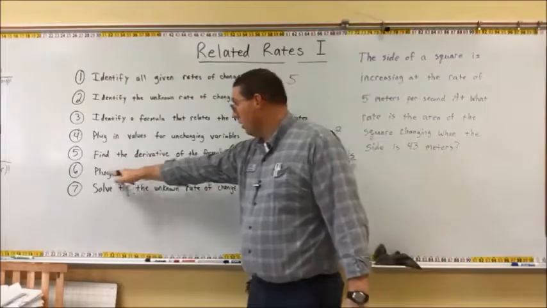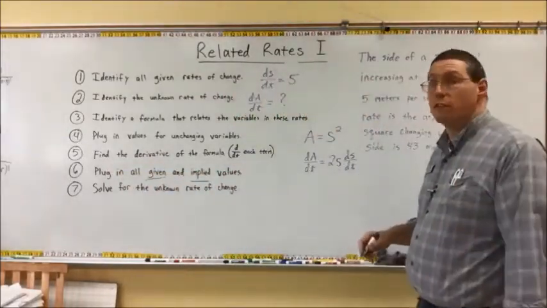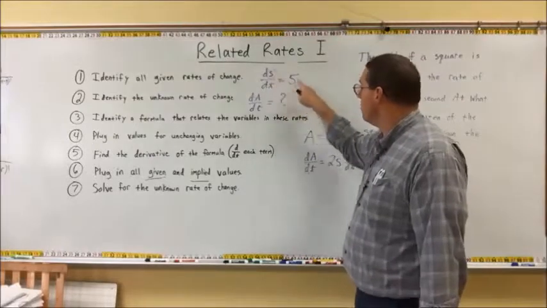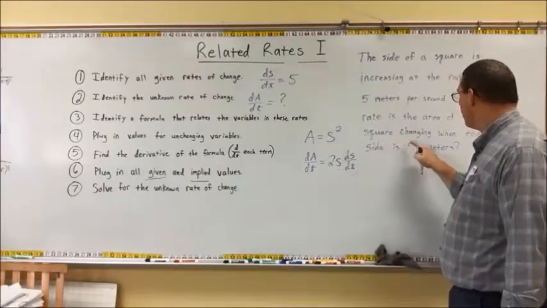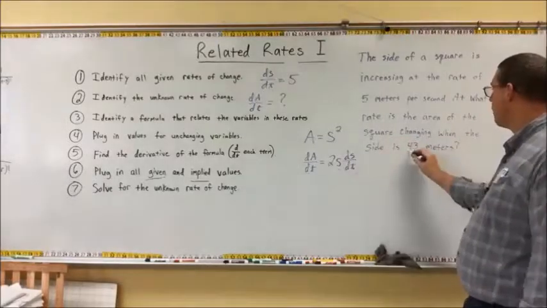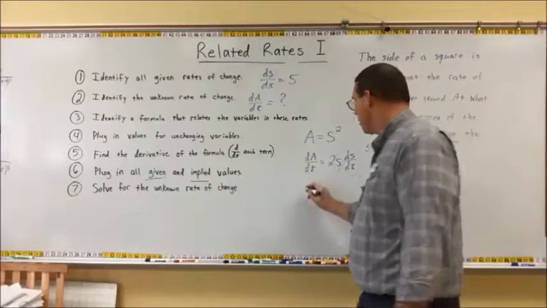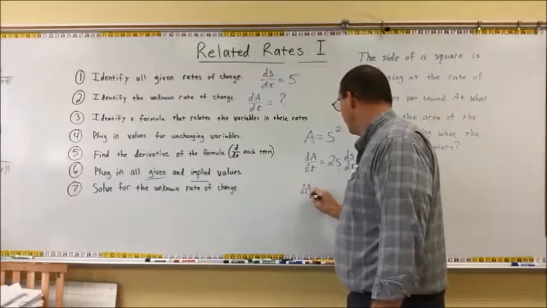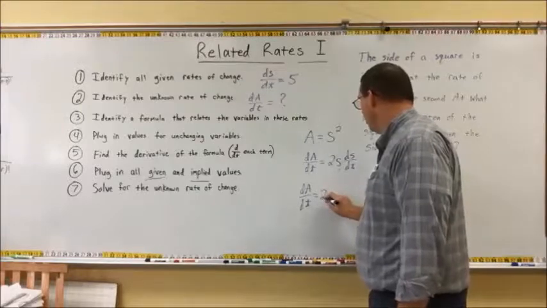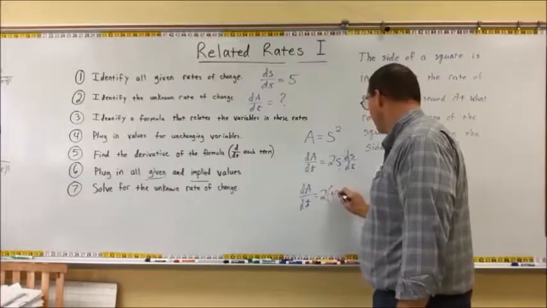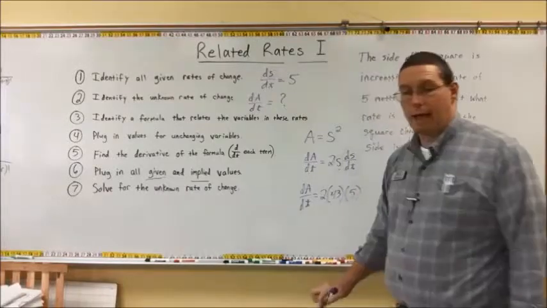Step 6, plug in all given and implied values. Well, we had 2 values given to us. We were told that ds/dt is 5, so this is 5, and the question says when the side is 43 meters. So s is 43. So dA/dt is going to be 2 times 43 times 5. Grab a calculator for this.